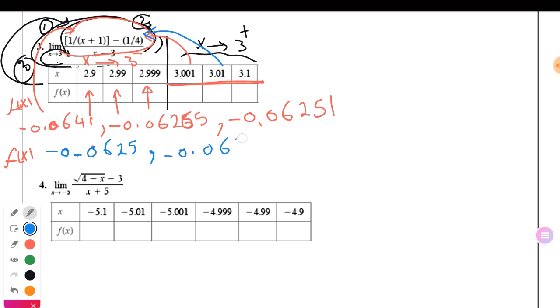Make sure of my result by using your calculator. Replace by 3.1 in this function, only in the function, which is 1 over x plus 1 minus 1 over 4, all of them over x minus what? 3. It will be negative 0.0697. Clear or not clear?